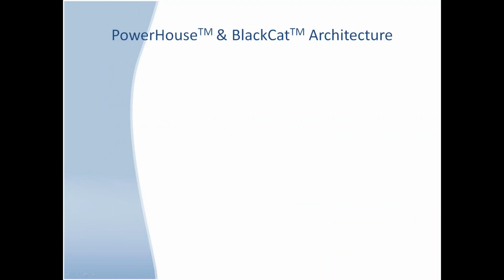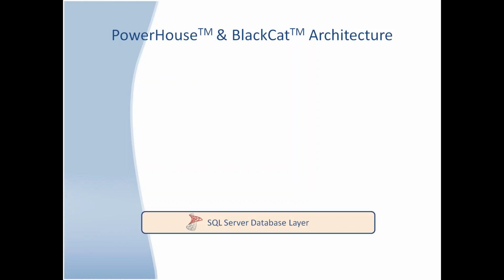Okay, a quick trip though, just to see the architecture of Powerhouse and BlackCat, because I'm going to throw these terms around a lot, and you should probably understand what's underneath. At the very bottom we have a SQL Server layer. You can think of what Valora is doing as almost a metadata database. We're not really storing the documents per se, we're storing information about the documents.